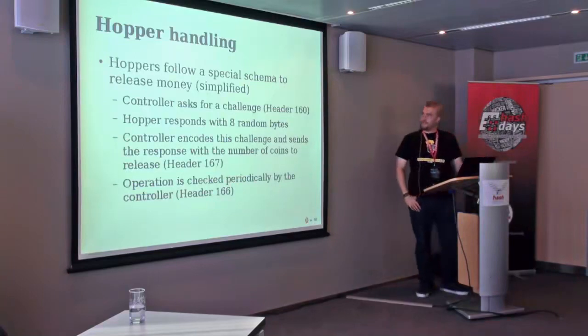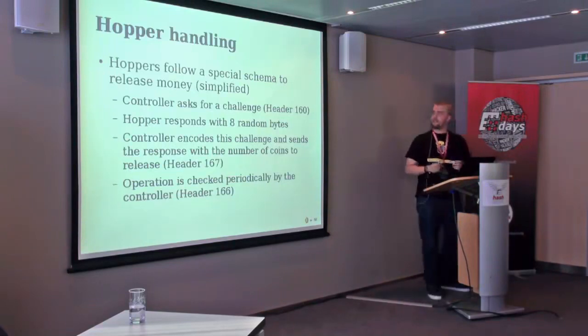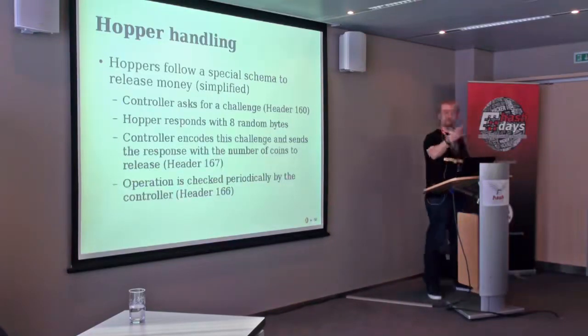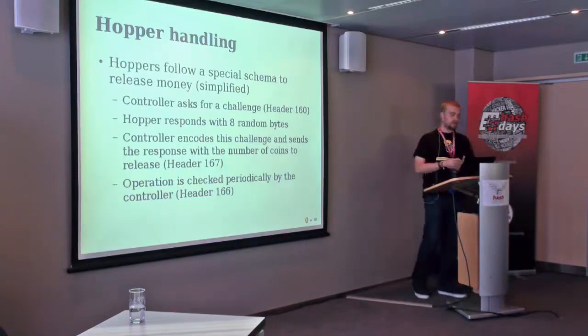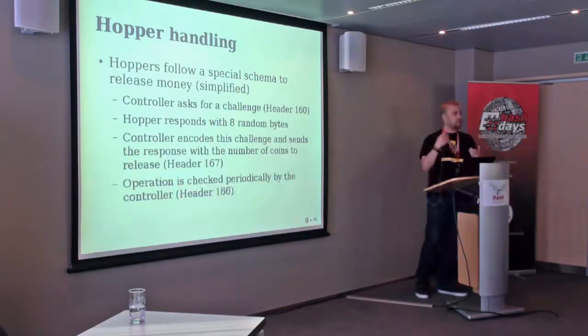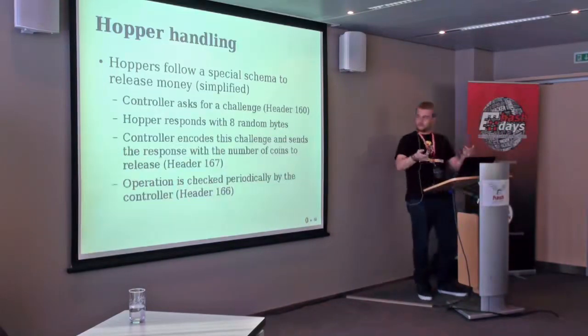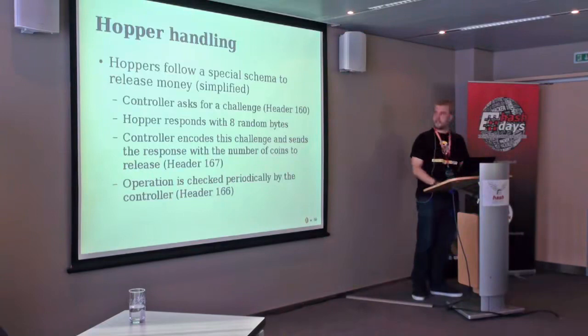On another topic, for the hoppers, they normally use a special scheme to release the money. It's kind of protected. You have to ask for a challenge. It will send you back 8 random bytes. Then the controller needs to encode this challenge with the number of coins to send back and send this value to the hopper. And if the challenge and the response match, it will start giving out the money.